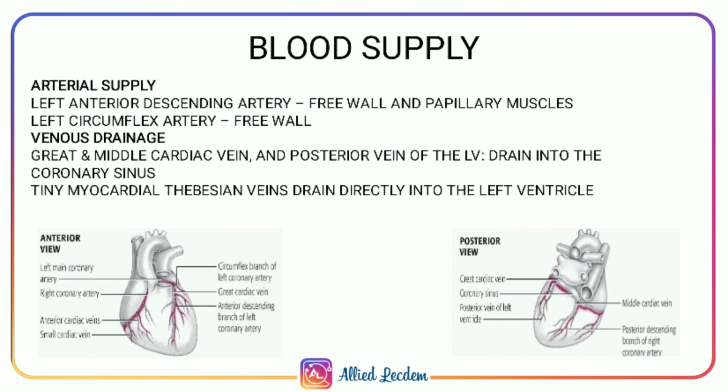Blood supply. The left ventricle is mainly supplied by the left coronary artery. This artery bifurcates into the left anterior descending artery and the left circumflex artery.